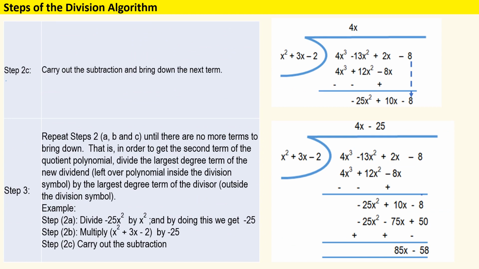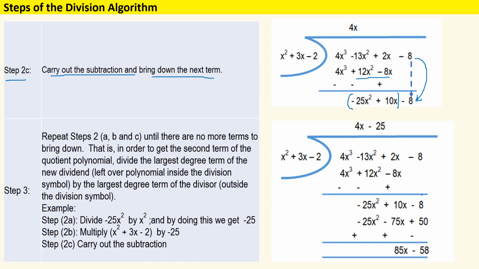The next step is step 2c, and in this step we carry out the subtraction and bring down the next term. So we will subtract this 4x cubed plus 12x squared minus 8x, and after subtraction we will be left with minus 25x squared plus 10x, and then we shall bring down the next term as it is. So minus 8 is dropped down and it comes down here.